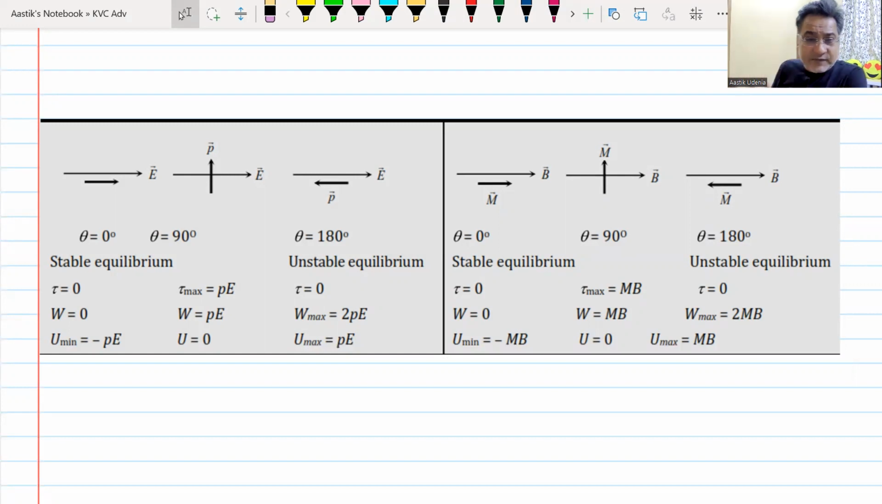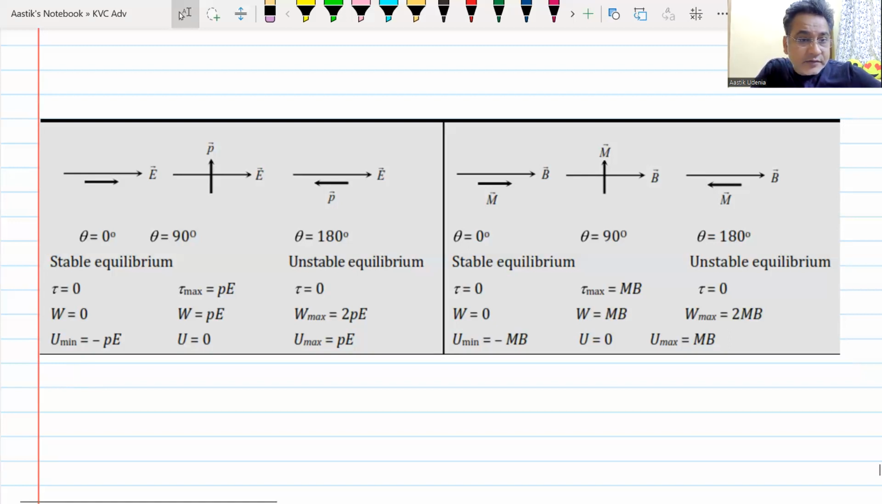The same thing has been given for a magnetic dipole. It is not said whether it's a current carrying loop or a magnet. Whether it's a current carrying loop or a magnet does not make any difference. The formula remains the same. Do we understand this? Yes, sir. And sometimes they also ask you the time period, if it is performing SHM.